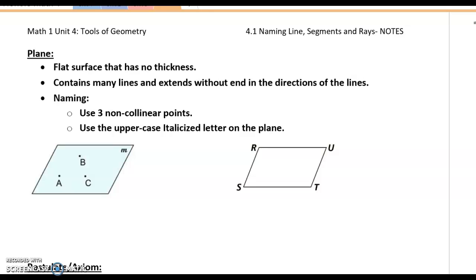Now we want to define what a plane is. A plane is a flat surface that has no thickness. It contains many lines and extends without end in the directions of the lines. When we're naming a plane, we're going to name it using 3 non-collinear points, or we're going to use the uppercase italicized letter on the plane.